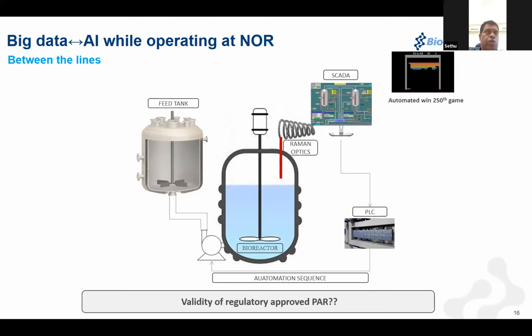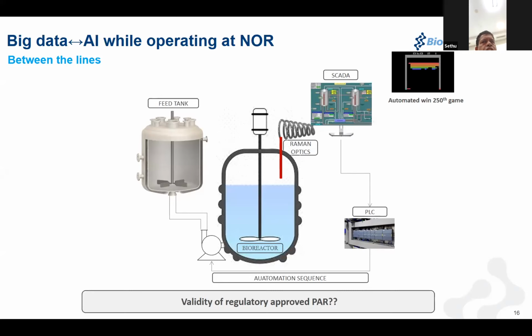Because before we go into this journey, the journey will start today, but as you go in the product life cycle, you will find that there are quite a few challenges that come your way. So these are some of the paradoxes that we need to live with. What is the validity of the regulatory approval for a proven acceptable range? While you operate, the AI is operating at the NOR, but of course the validity is also there for a proven acceptable range.